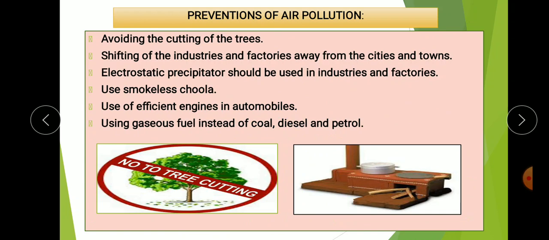Electrostatic precipitators should be used in industries and factories. Use smokeless chulas. Next, use efficient engines in automobiles. And next is using gaseous fuel like compressed natural gas, meaning CNG, instead of coal and petrol, because they release lots of carbon dioxide. So you should use gaseous fuel.